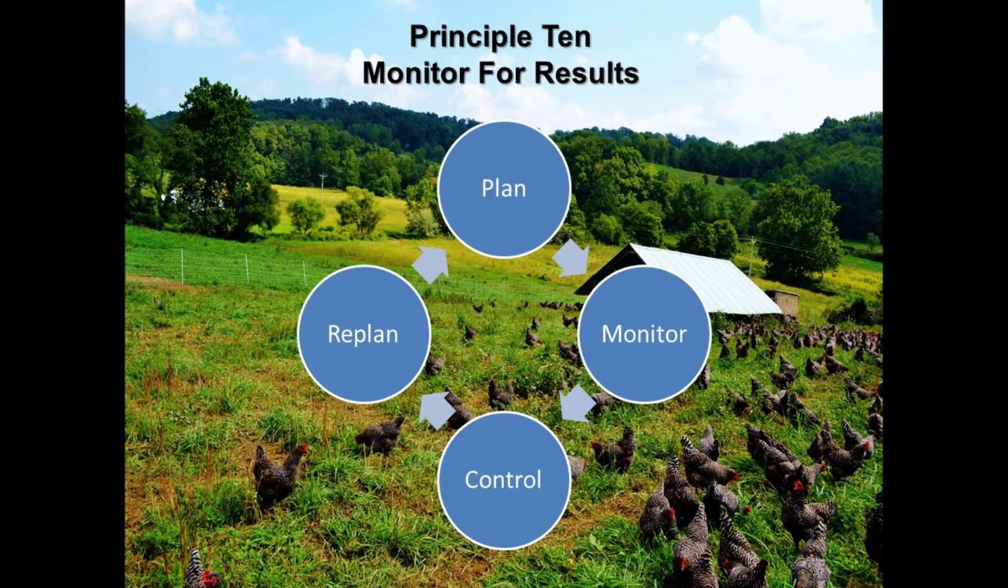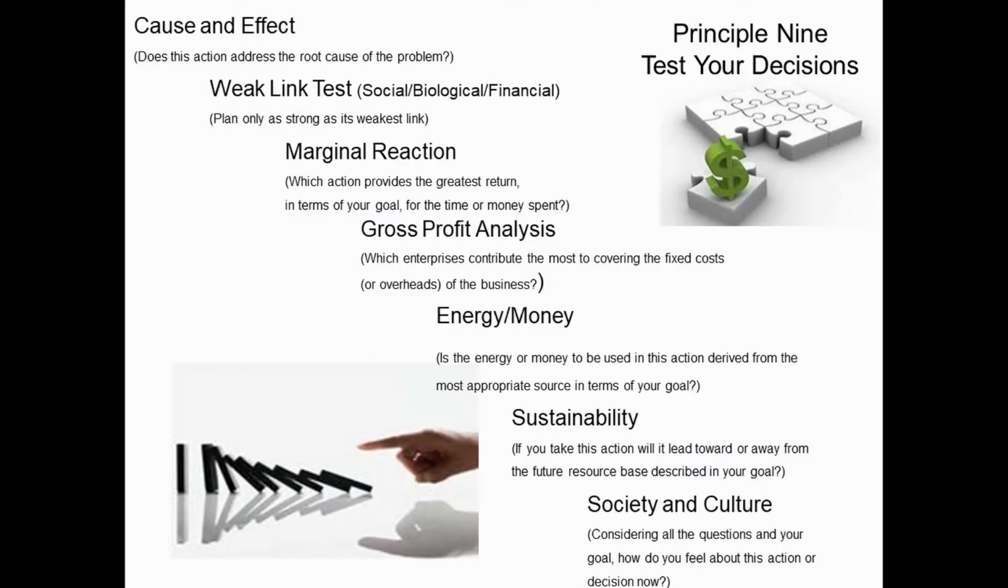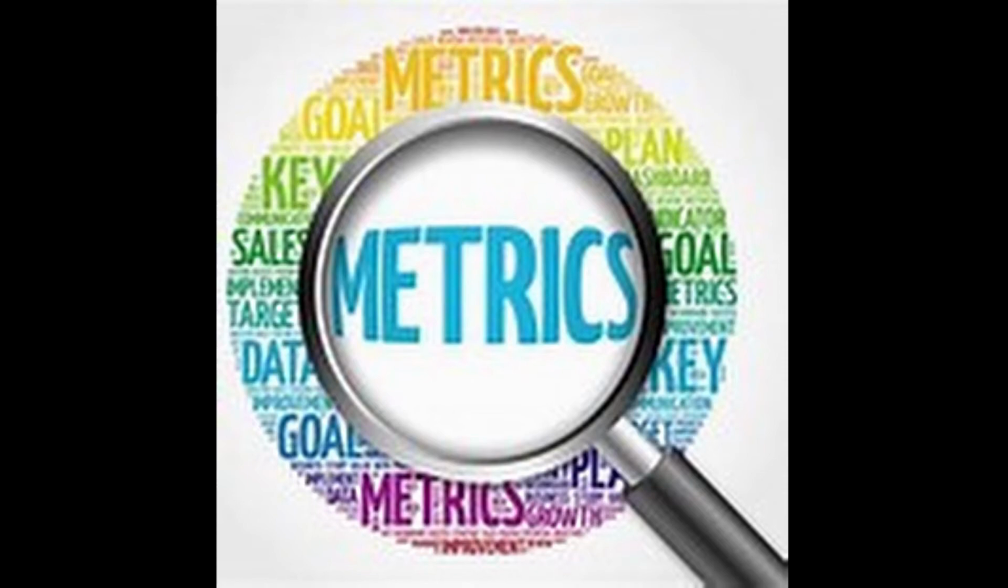Principle 10, monitor for results and keeping on the right track with a functional feedback loop. After gathering all the necessary information, and considering a number of factors, then testing each action considered or taken towards your holistic goal, you can make an even better decision by creating some monitoring criteria that will give you the earliest indicator of your plan going off track.